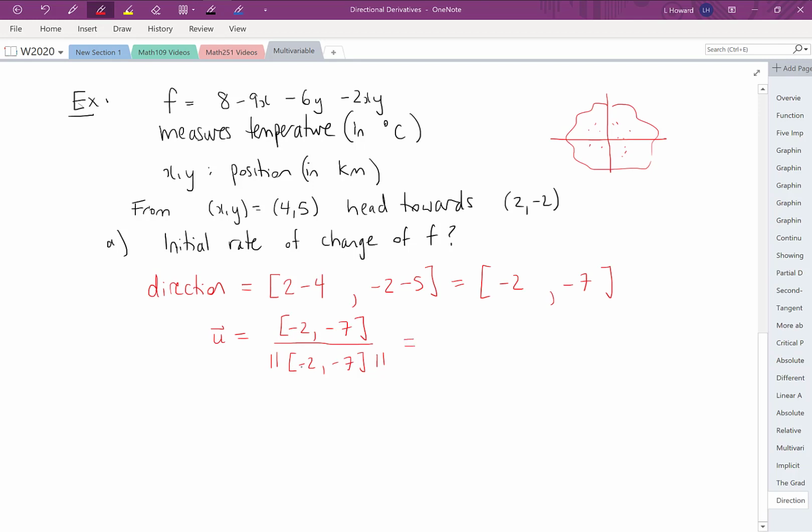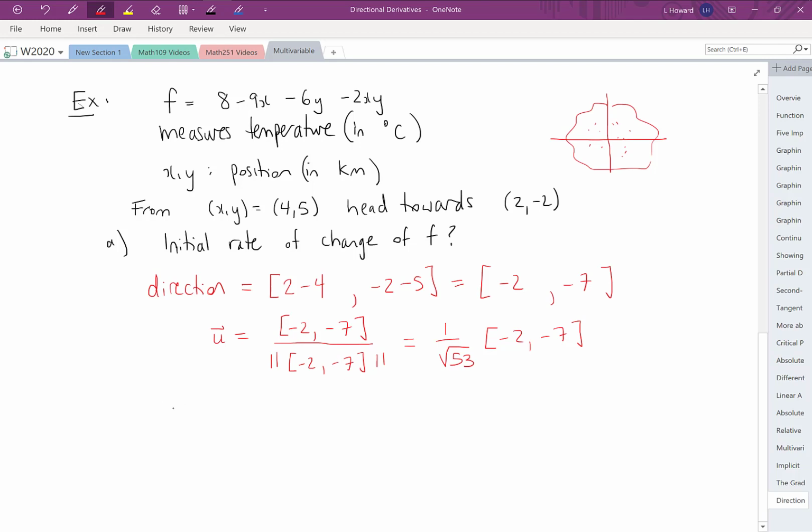All right, so the length of this vector, we're just going to square the components, sum those up, and square root that. That's root 53 from linear algebra. That's how we calculate the length of our vector. So 1 over root 53, and then that's times our direction. So we now have a nice unit vector encoding that direction.